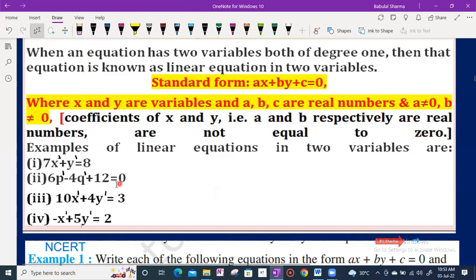Why it is इक्वेशन? क्योंकि इसमें साइन ऑफ इक्वलिटी है. इक्वल का साइन जब होगा तो ये इक्वेशन बन जाता है. कितने वेरिएबल हैं? देखिए वन वेरिएबल इज x, अदर वेरिएबल इज y. In second, one variable is p and other variable is q. In third, one variable is x and other variable is y. In fourth, one variable is x and other variable is y. इस तरह से linear equation in two variable हुआ. Two variable because here are two variable, sign of equality है, equal का sign है, तो ये equation हुआ. Then writing in the standard form, that is very, very important here, student.